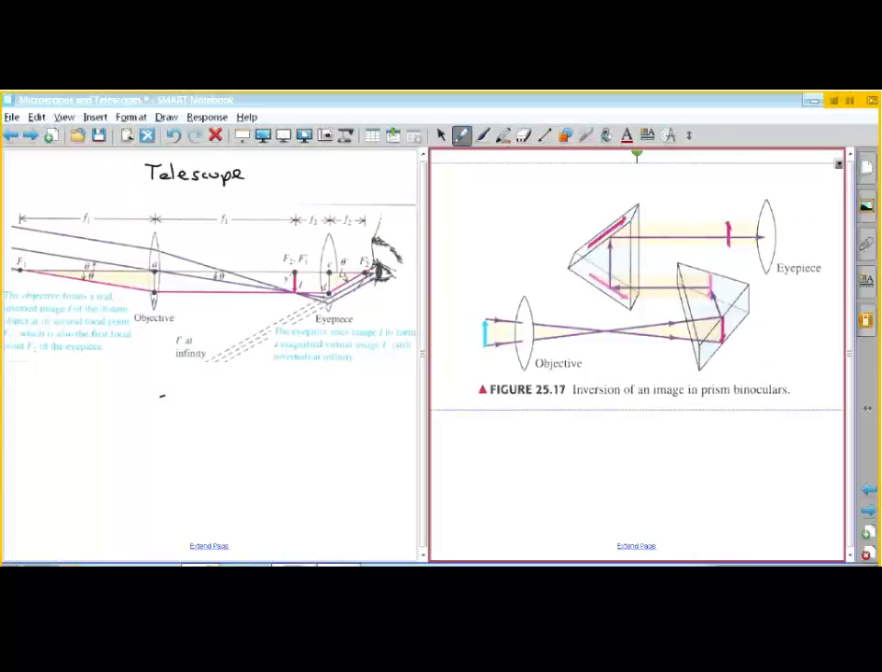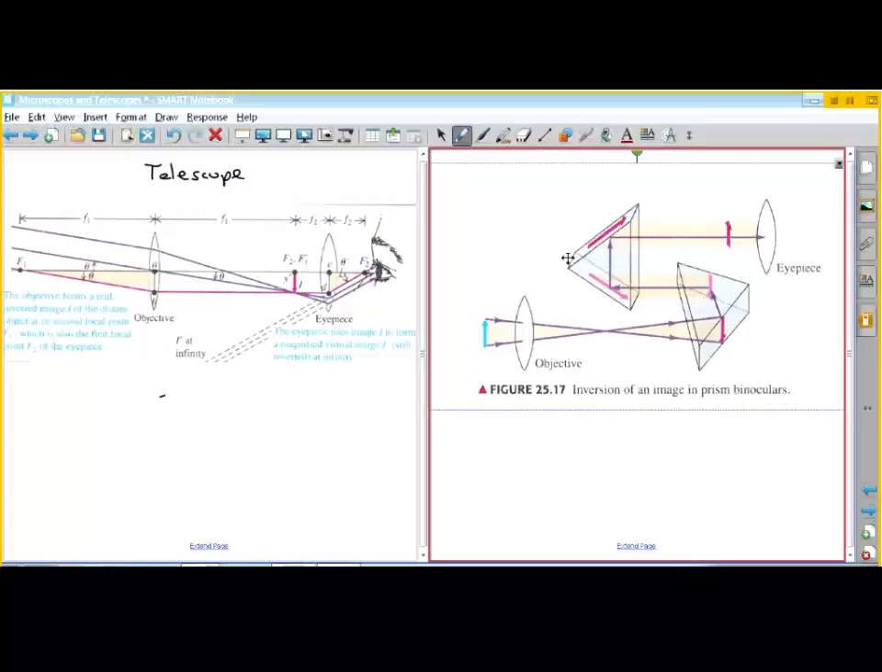So the difference between the microscope and the telescope is that in the case of the telescope, the point where we want the image from the original object to be is equal to the actual focal length, where the focal length of the second lens is located.